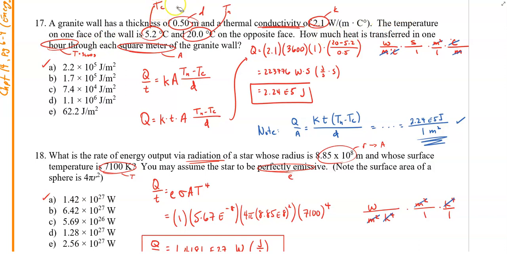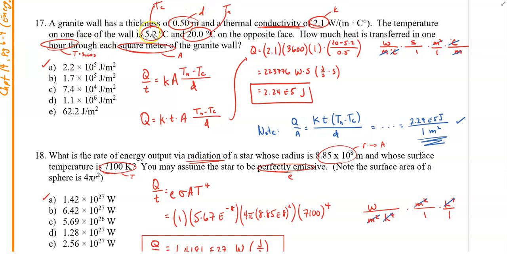So we have our hot side temperature, 20 degrees, our cold side temperature, 5.2. The distance that it has to travel from one side of the wall to the other is 1/2 meter. The conductivity of granite is given to us. The time is given to us. So all this information is given to us. We can certainly just start plugging it in. Take note, though, that time was provided in hours, so the t value that we want to use is seconds. So I made that quick conversion. That's a mental conversion you should be aware of.